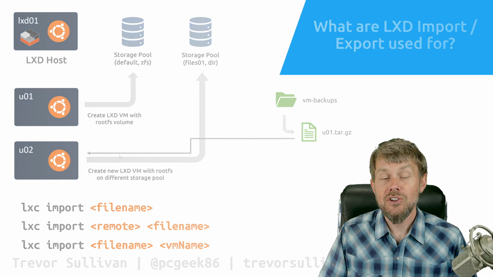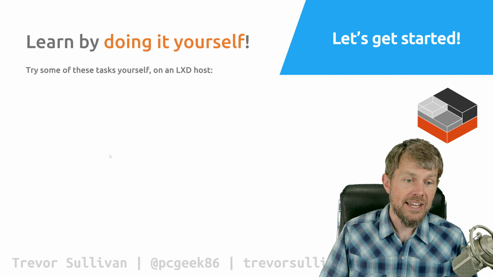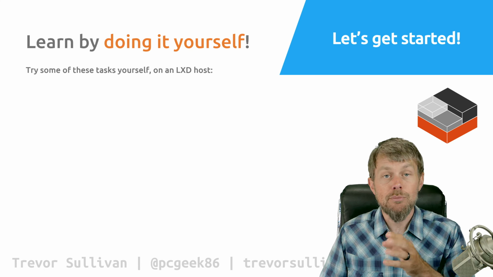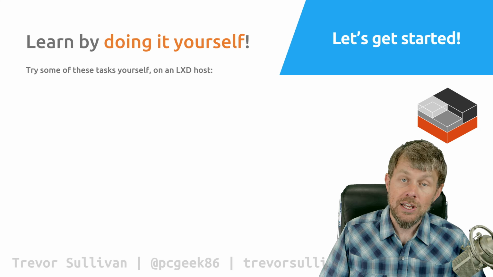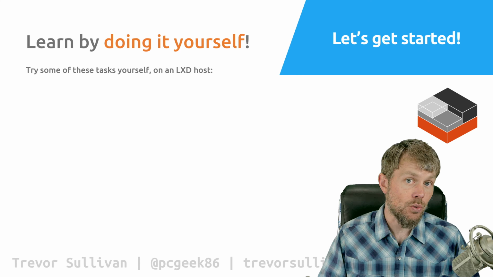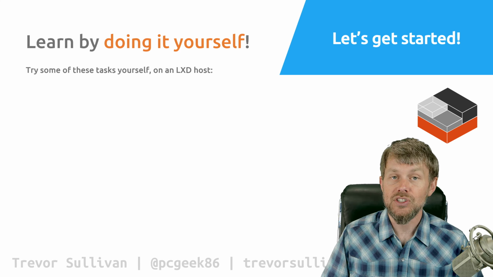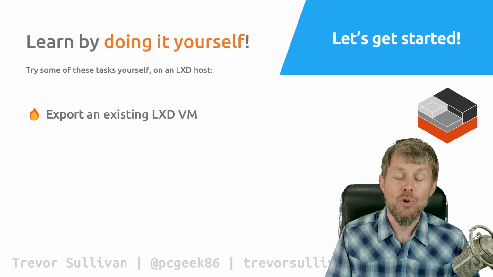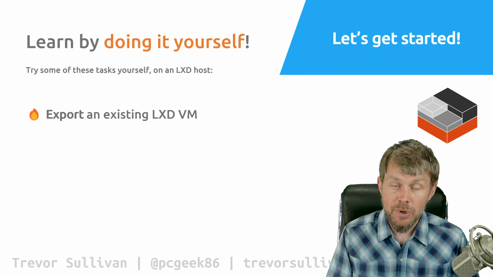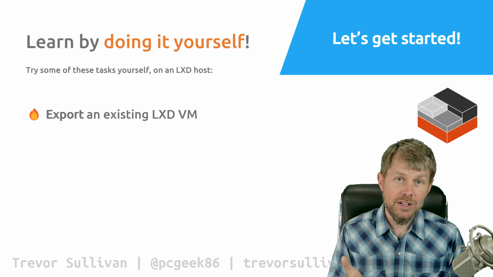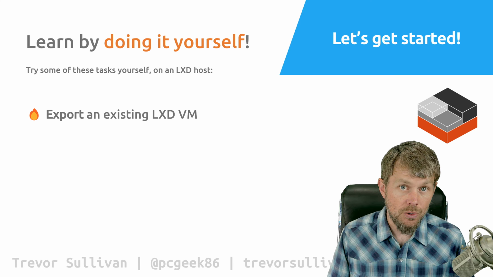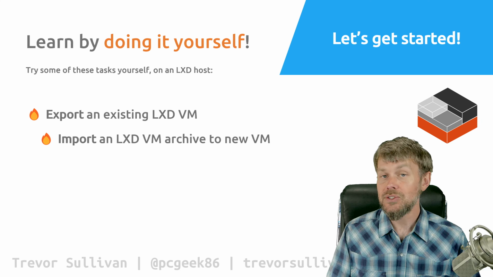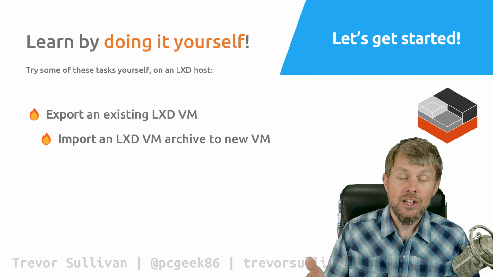All right, so now that we understand the purpose of export and import and how it works, let's talk about some different tasks that you can practice on your LXD host to make sure that you understand how this feature works in general. So the first thing you want to do, of course, is just to take an export of an existing LXD VM. So you'll just launch a new virtual machine, do whatever customizations you want on it, and then take an export of that. And then you can also just import that to a new virtual machine.